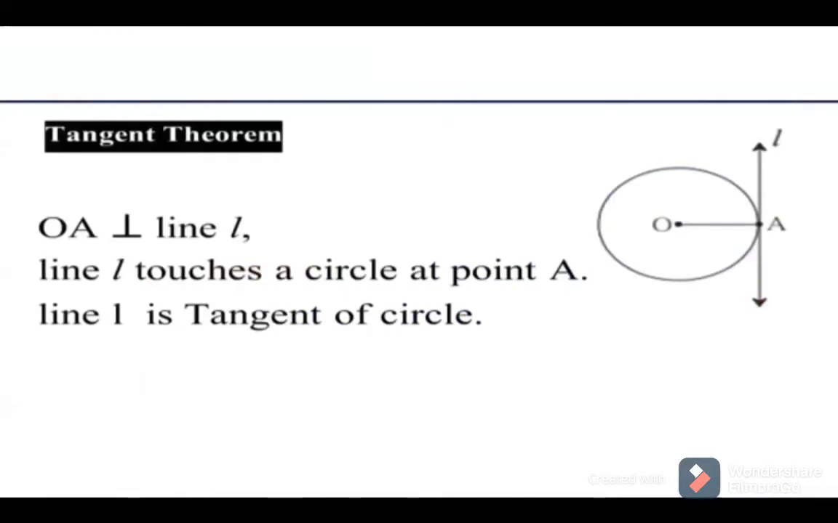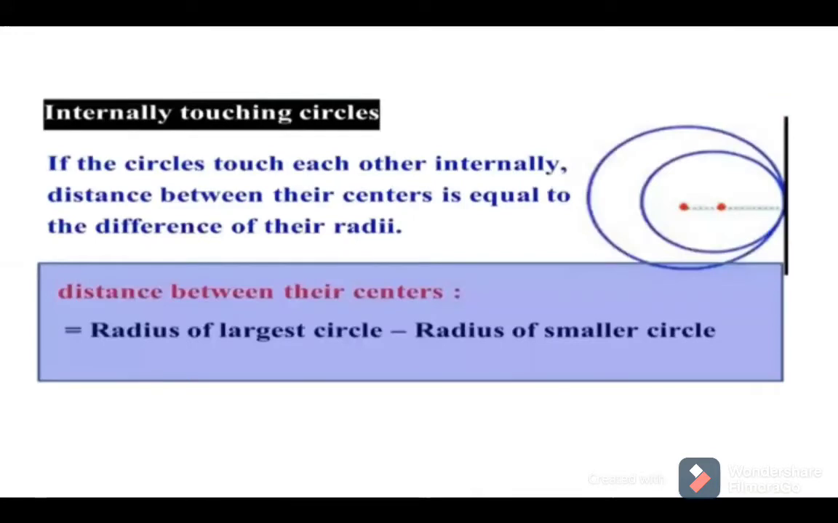Now let's study the tangent theorem. A tangent at any point of a circle is perpendicular to the radius at the point of contact. In this diagram, you can see seg OA is perpendicular to line L, where line L touches a circle at point O, and line L is tangent of a circle.